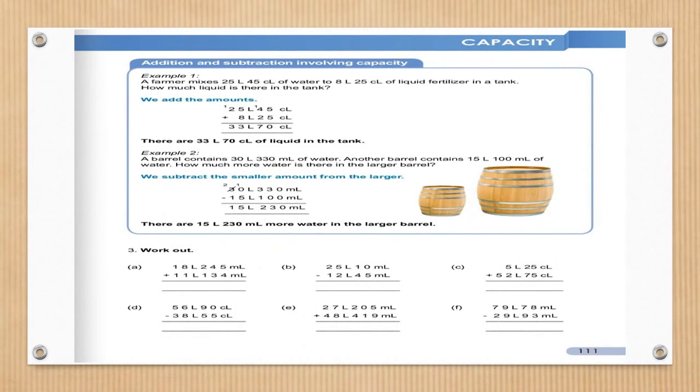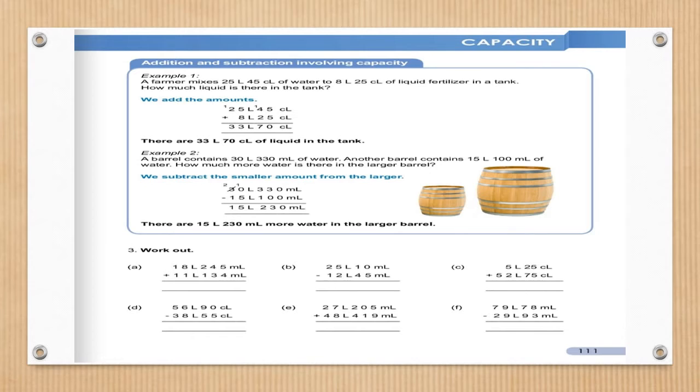So let us start with our maths class. Remember, we started a new topic, capacity, which means the measurement of milliliters, centiliters, and liters. Yesterday, in our previous video, we did some conversion from one unit to another on page 108, 109.